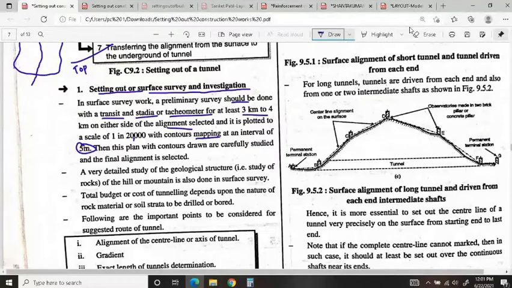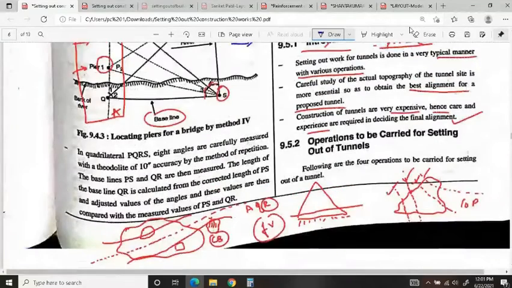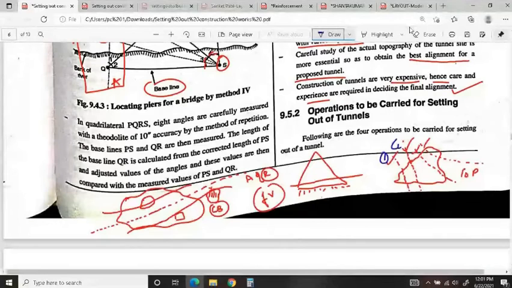Just now I said that we have one option, second option, third option, fourth option. These are all done in the preliminary surveys. So doing all and studying with respect to the topographical features, we will select the best alignment or good alignment.